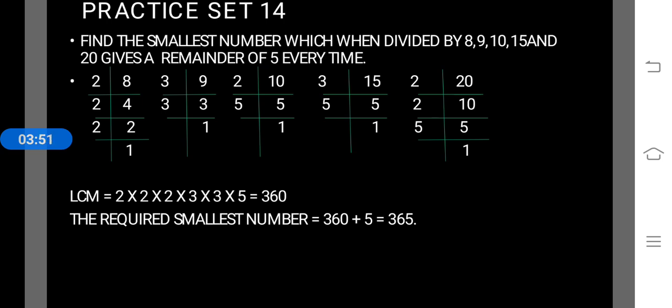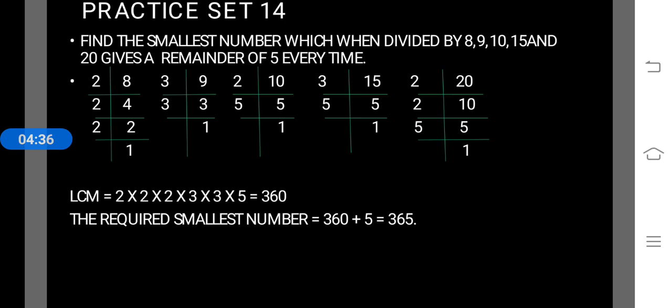Find the smallest number which when divided by 8, 9, 10, 15 and 20 gives a remainder of 5 every time. 8 can be factorized as 2 into 2 into 2. 9 can be factorized as 3 into 3. 10 can be factorized as 2 into 5. 15 can be factorized as 3 into 5. 20 can be factorized as 2 into 2 into 5. Therefore, the LCM is 2 into 2 into 2 into 3 into 3 into 5. That comes to 360.